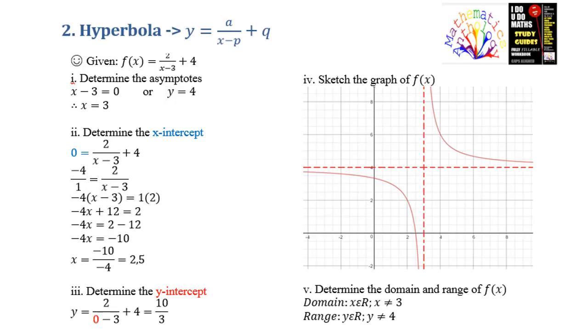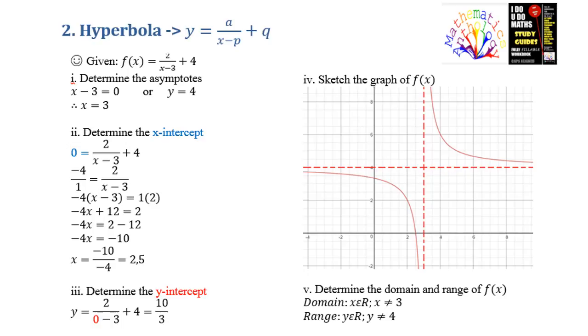Let's look at the hyperbola where y is equal to a over x minus p plus q. So we are given f of x is equal to 2 over x minus 3 plus 4. Determine the asymptotes.